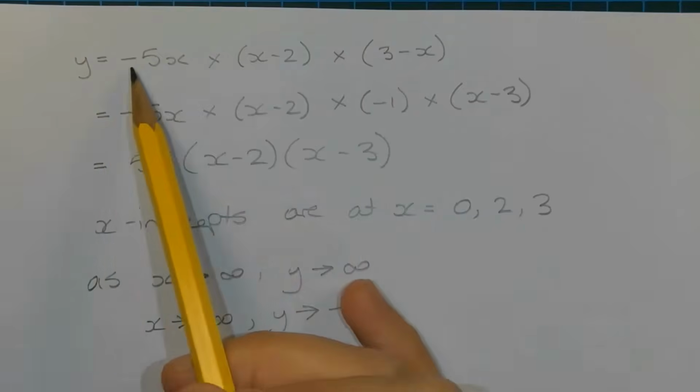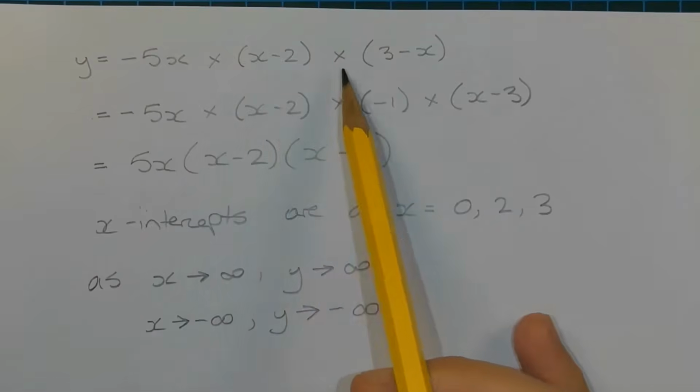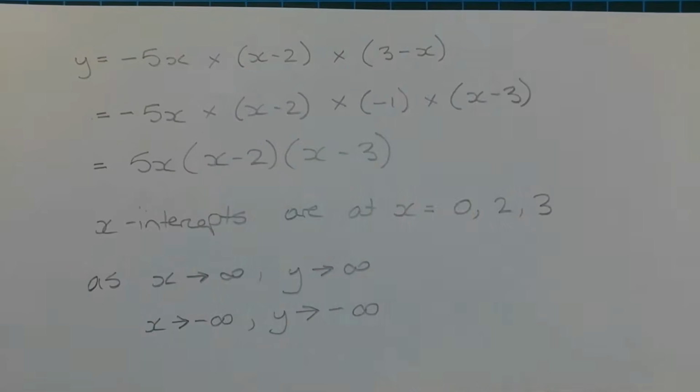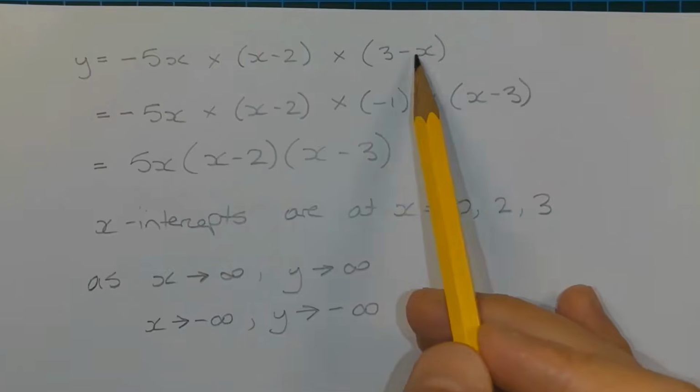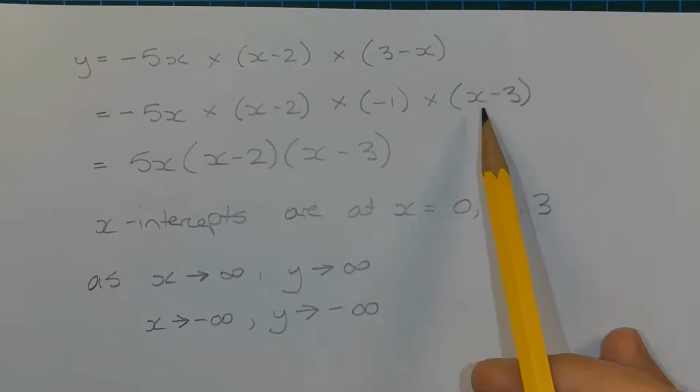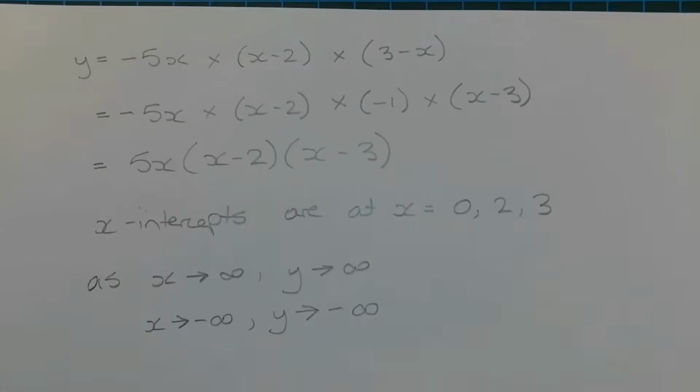We have y equals negative 5x times x minus 2 times 3 minus x. Now look at the 3 minus x here. If we factorize out negative 1, we get negative 1 times x minus 3. Notice that the 3 and the negative x have switched places. So the x becomes positive and the 3 becomes negative.